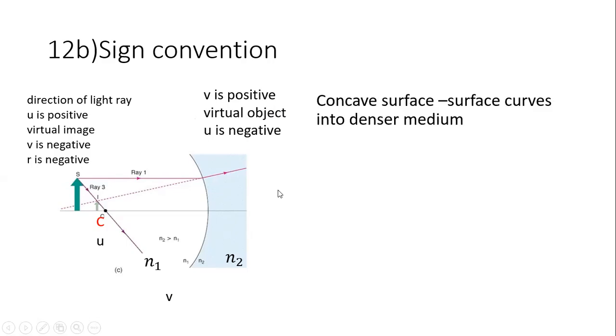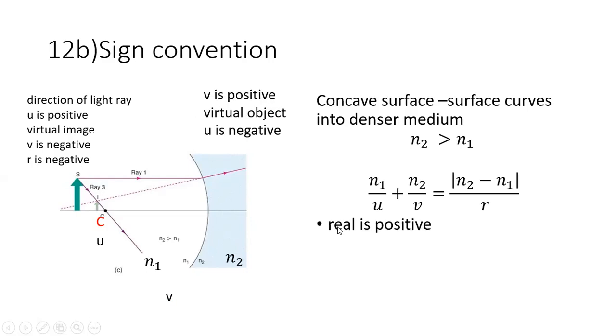Concave, in this case, concave surface. The surface curves into the denser medium. The one that looks like a cave, if you like, is the denser medium. Same formula, not different. We are still using real is positive. An example of this type of surface would be your concave lens. Okay, so far? Any questions?